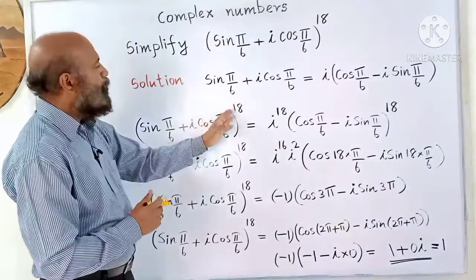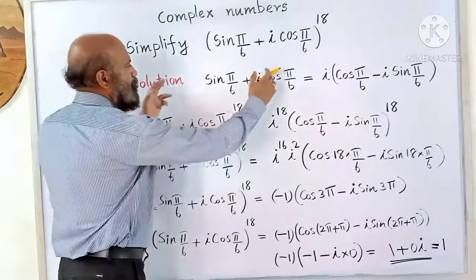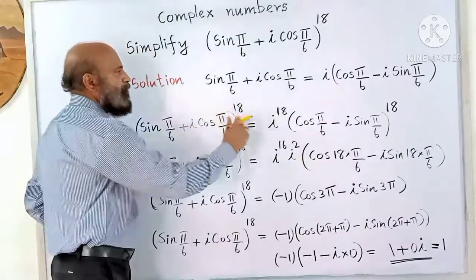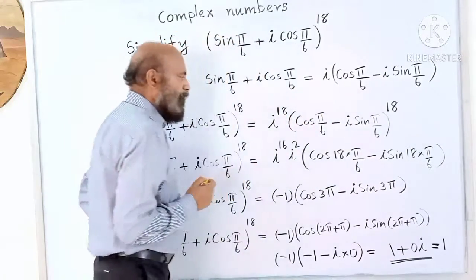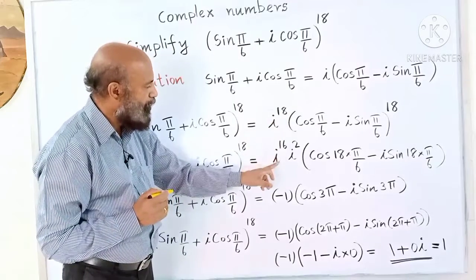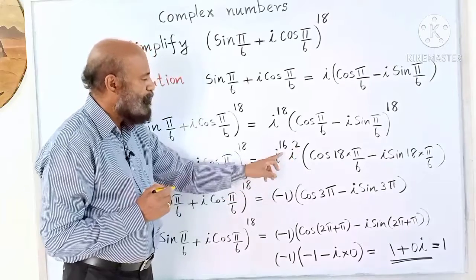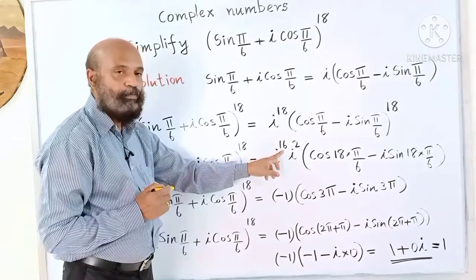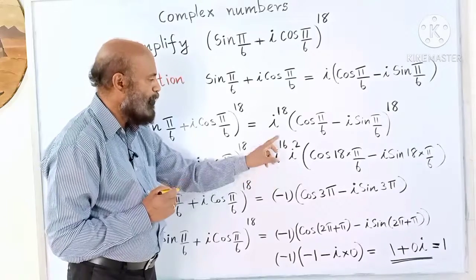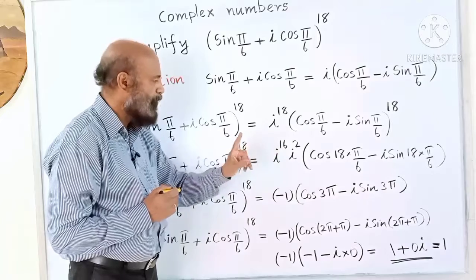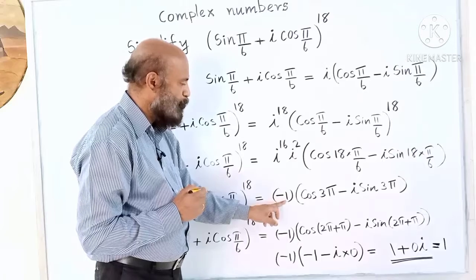Now raise to the power 18 on both sides. Now i raised to 18 can be written as i raised to 16 times i square, because when the power is a multiple of 4, it will be 1. So i raised to 16 will be 1, and i square is minus 1.